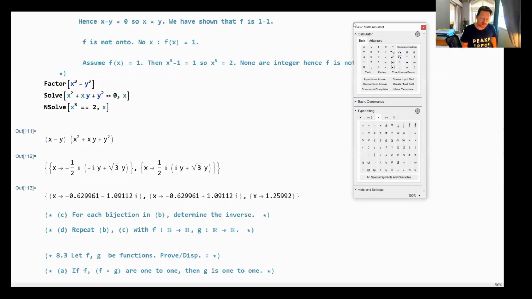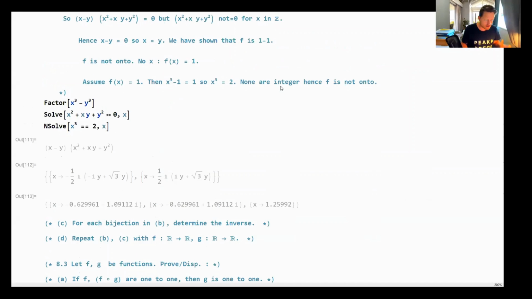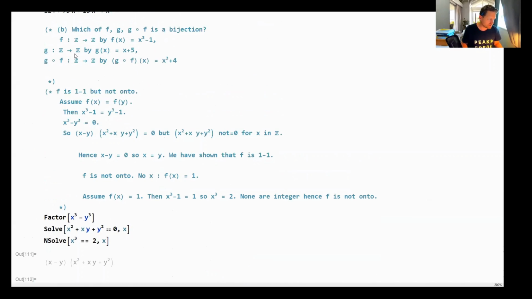Yep, good. Thanks, Jeremy. All right, any questions? All right, so now we're not done. I've gone into perhaps too many details there on why f is 1-to-1 but not onto. Now, you could do the same for g.